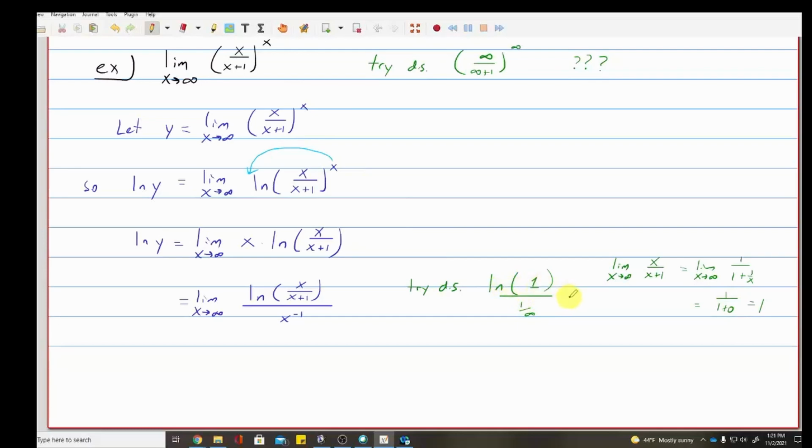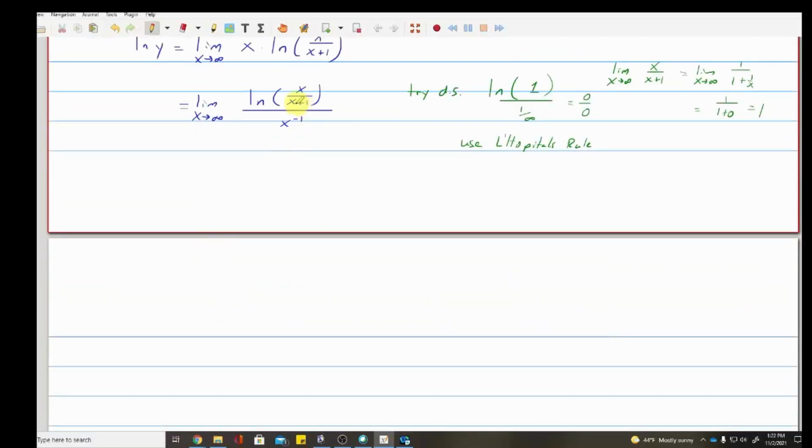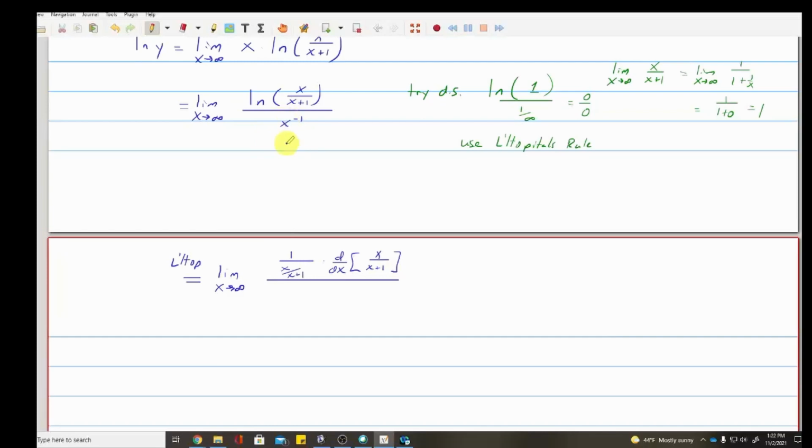So in the numerator, I have natural log of 1, which is 0. In the bottom, I have 1 over infinity, which is 0. So we can use L'Hopital's rule. All right, we need to be very careful about this because our numerator is complicated. So I'm using L'Hopital's rule. In the numerator, when I take the natural log of stuff and I differentiate it, I'm going to get 1 over that inside stuff times the derivative of the inside stuff. Okay, in the denominator, when I differentiate x to the negative 1, I get negative x to the negative 2.